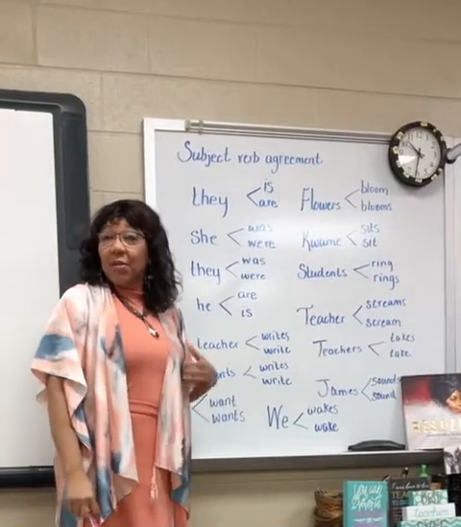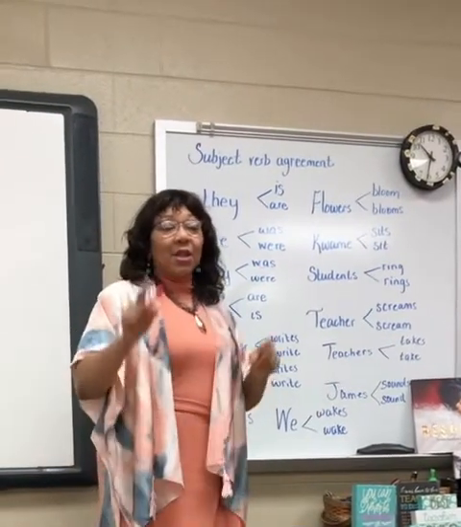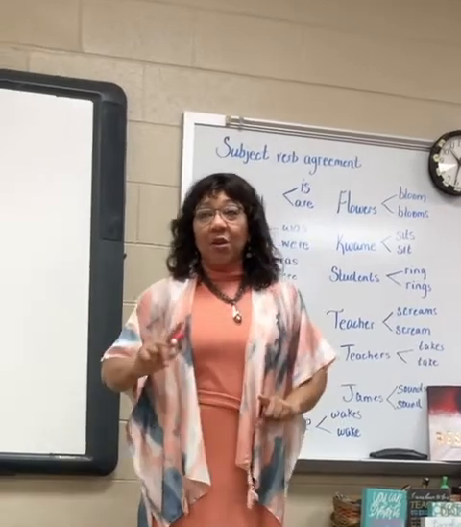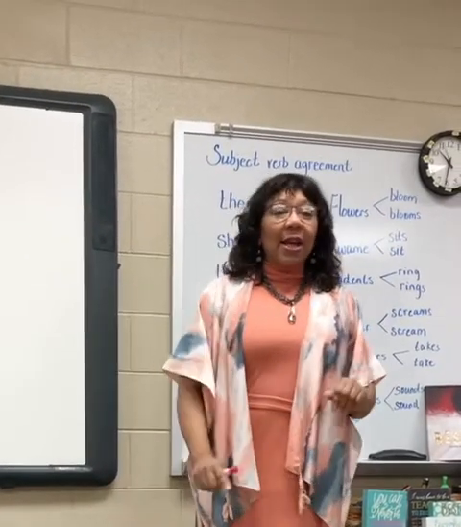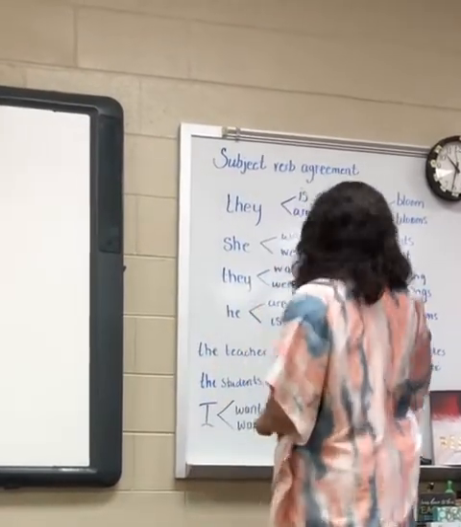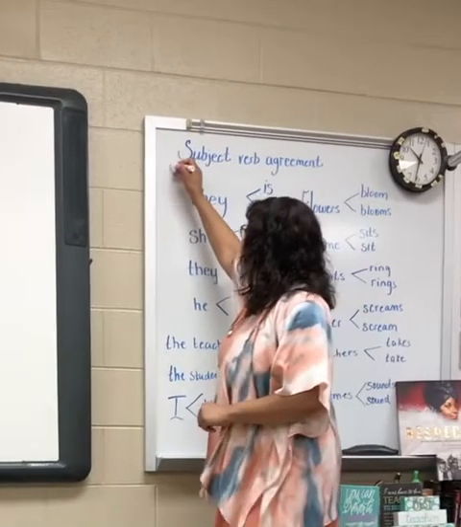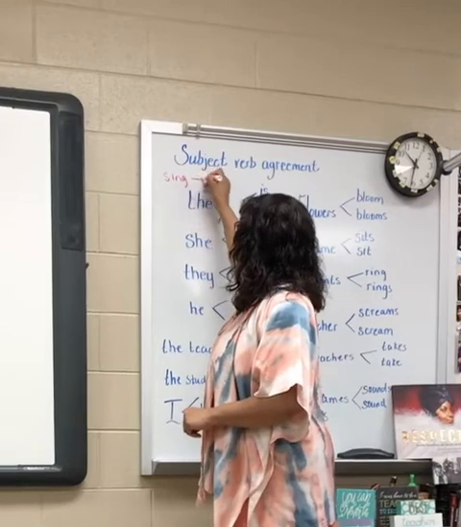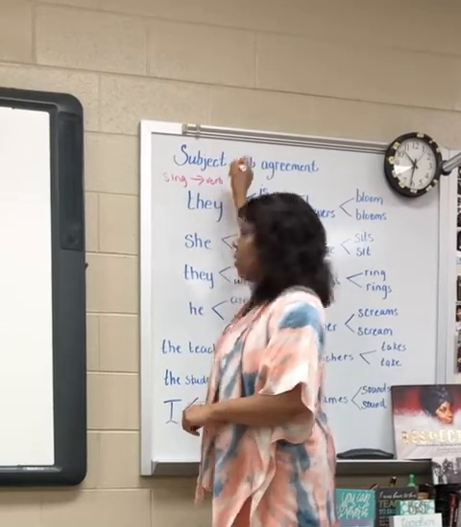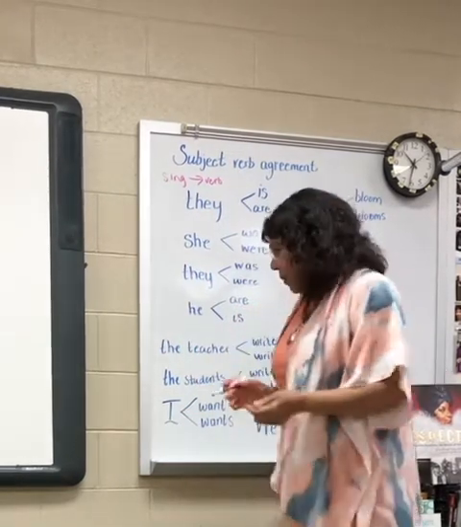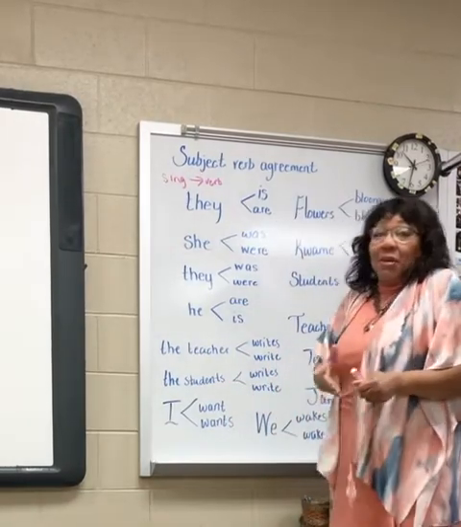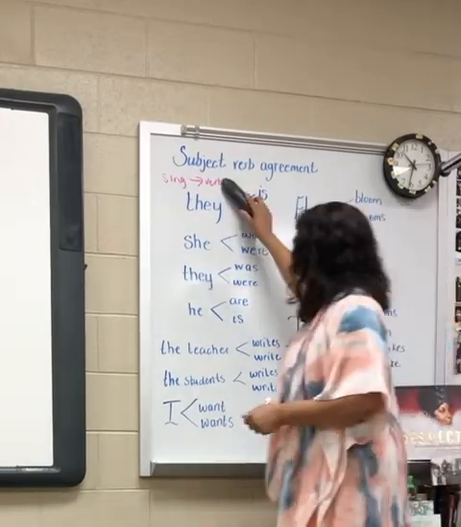Subject-verb agreement. What does that mean? That means that your subject has to agree with your verb, in that you don't use the incorrect verb with the subject. So basically, if you have a singular subject, you use a singular verb. You have a plural subject, you use a plural verb. There's no other way to do it, but just to look at some examples.